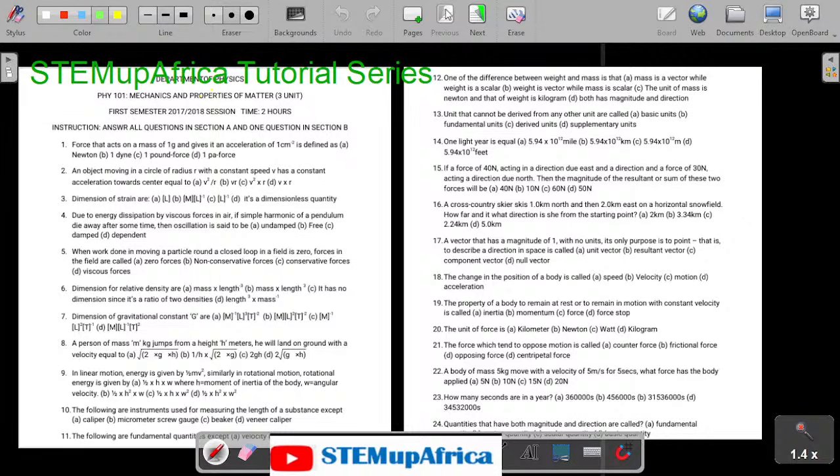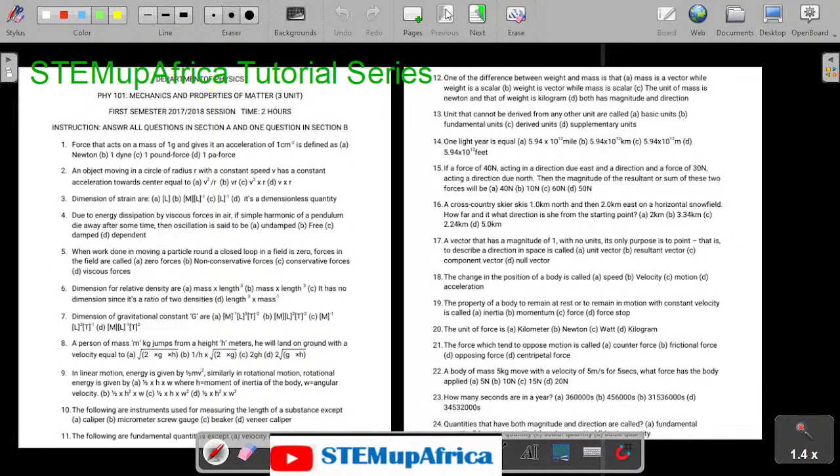Question 5 says, when the work done in moving a particle around a closed loop in a field is 0, forces in the field are called what? They are conservative. They are conservative forces. For something to be conservative, that means there is no loss of any form of energy or heat.